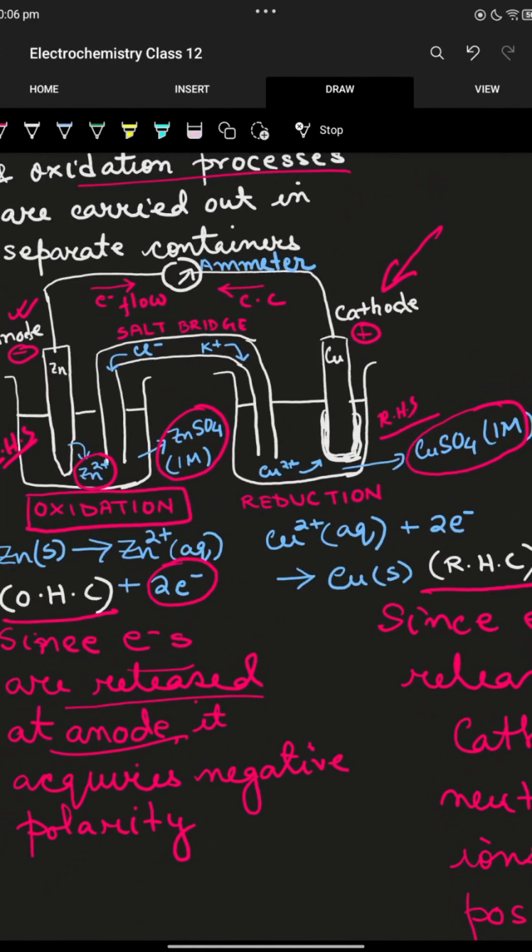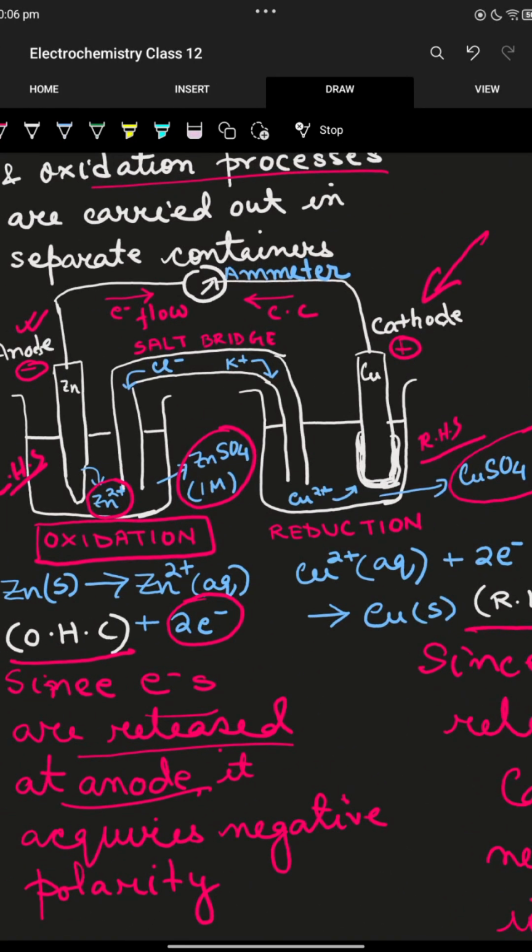So this is about Daniell cell, you can see. The electron flow is from anode to cathode, zinc to copper. Electron flow is from zinc to copper, and conventional current is opposite to the direction of the electron flow, and it is from copper to zinc.